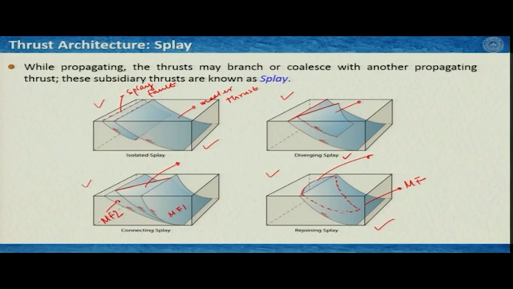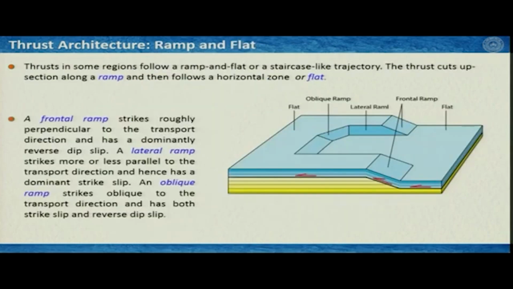But within this propagating part, as we have learnt, these things can move in a different way. So, from the cross section, if we try to look at, sometimes these are known as the ramp flat model, and we learn in this slide what the ramp flat model is. So, thrust in some regions follow a ramp and flat or a staircase like trajectory. The thrusts cut up section along a ramp and then follow a horizontal zone of flat. As you can see here, these surfaces are flat.